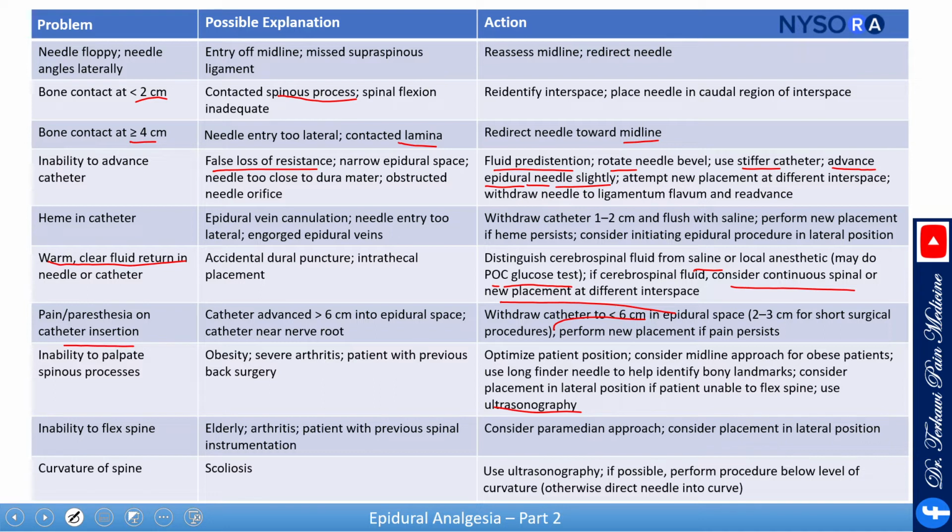Inability to flex the spine: elderly, arthritis, or a patient with previous spinal instrumentation. Consider a paramedian approach, the lateral position, or a caudal approach if you have a lower extremity surgery. For curvature of the spine, scoliosis, use ultrasound.